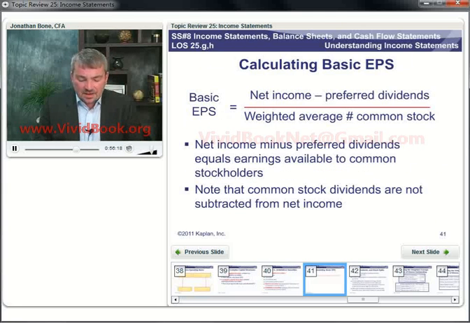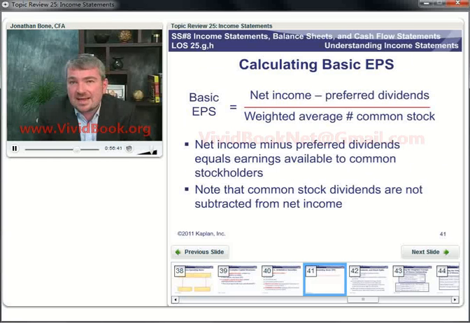So let's have a look at our basic earnings per share calculation. Our basic EPS is net income minus our preferred dividends. What we're looking at there is the profit attributable to common stockholders. Why do we deduct the preferred dividends? Well, because legally, preferred dividends, i.e. preference share dividends, must be paid before you can distribute a dividend to your common stockholders.